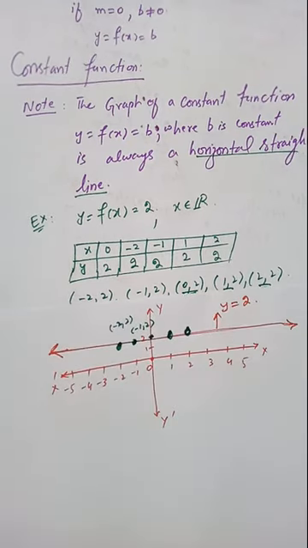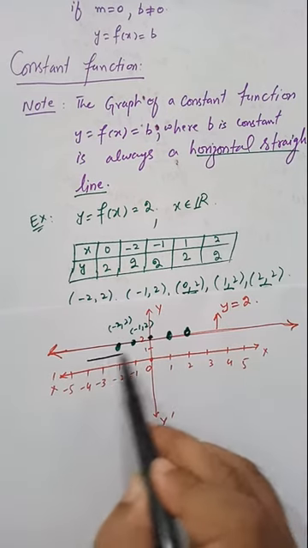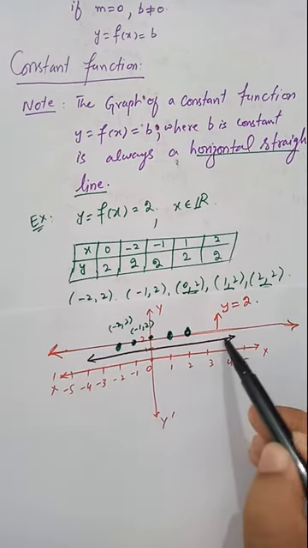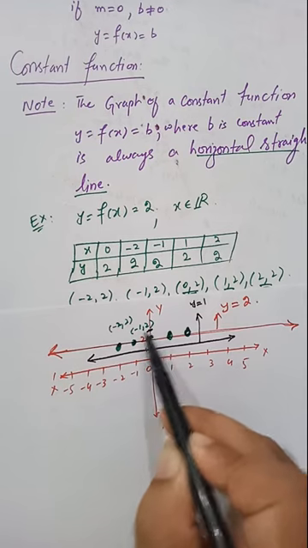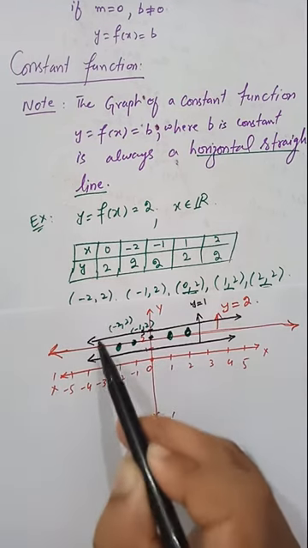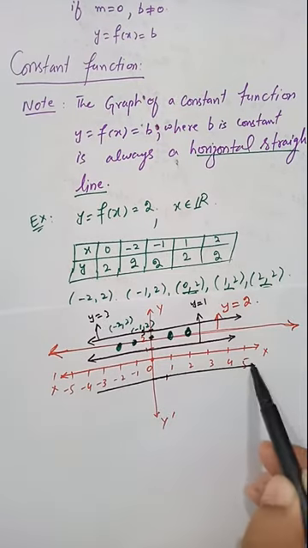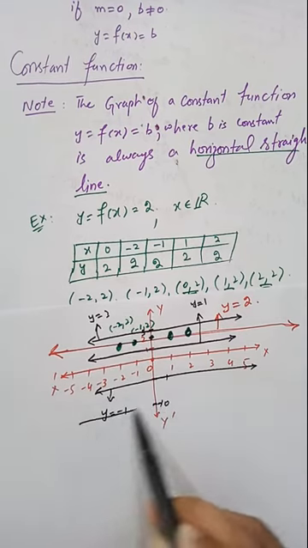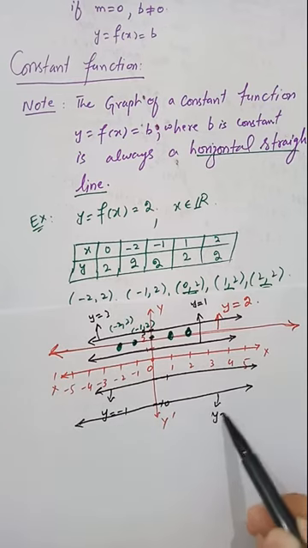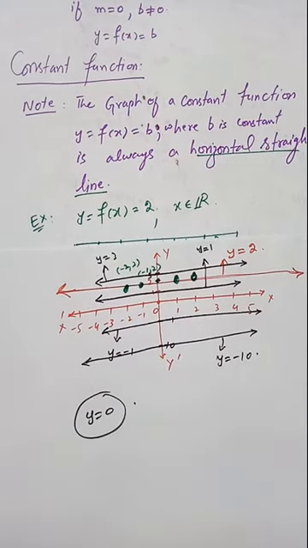So if y is equal to 1, the graph of y equal to 1 will be this. Let's say if this is 3, that will be the graph of y equal to 3. Let's say if this is equal to -1, this will be the graph of y equal to -1. Let's say this is -10, that will be the graph of y is equal to -10. So what will be the graph of y equal to 0? The x-axis.